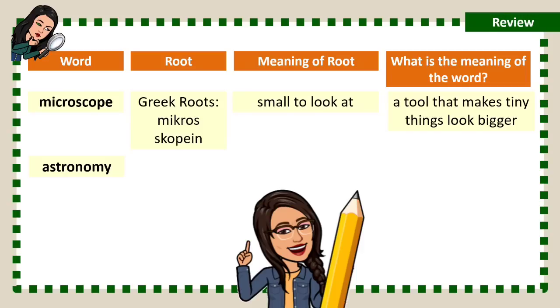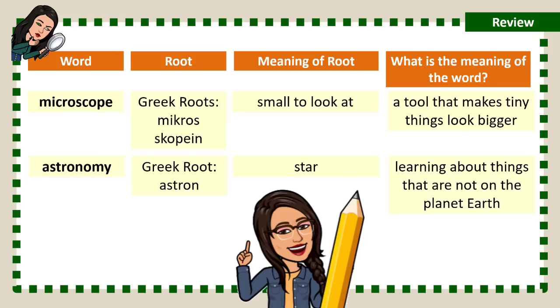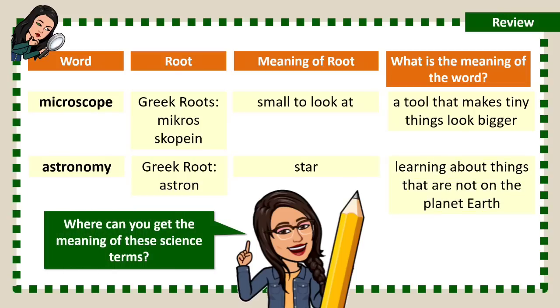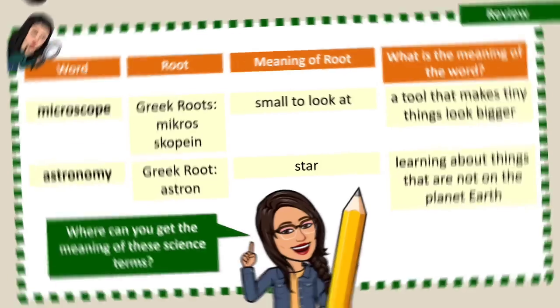Let's proceed to the word astronomy. Astronomy is from Greek root astron, which means star. The meaning? Learning about things that are not on the planet Earth. Now, where can you get the meaning of these science terms?